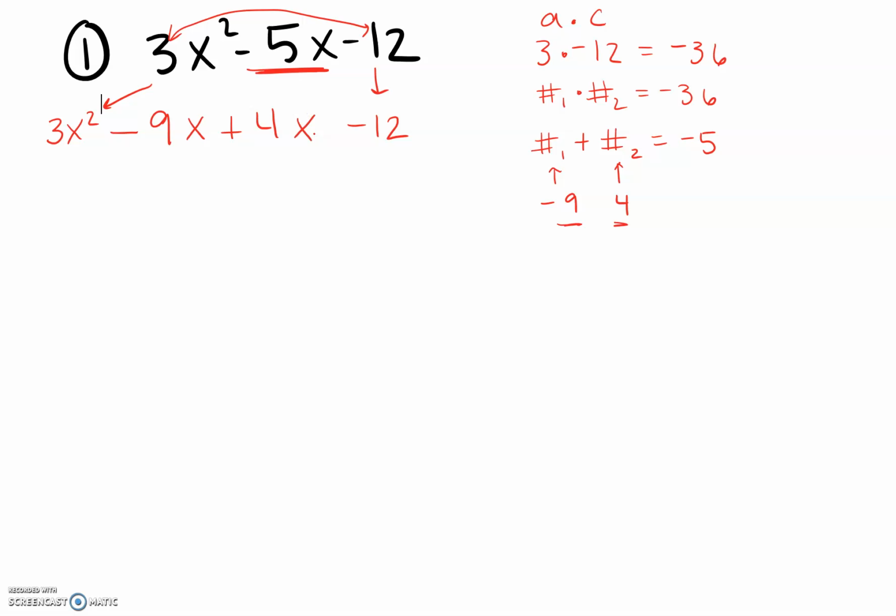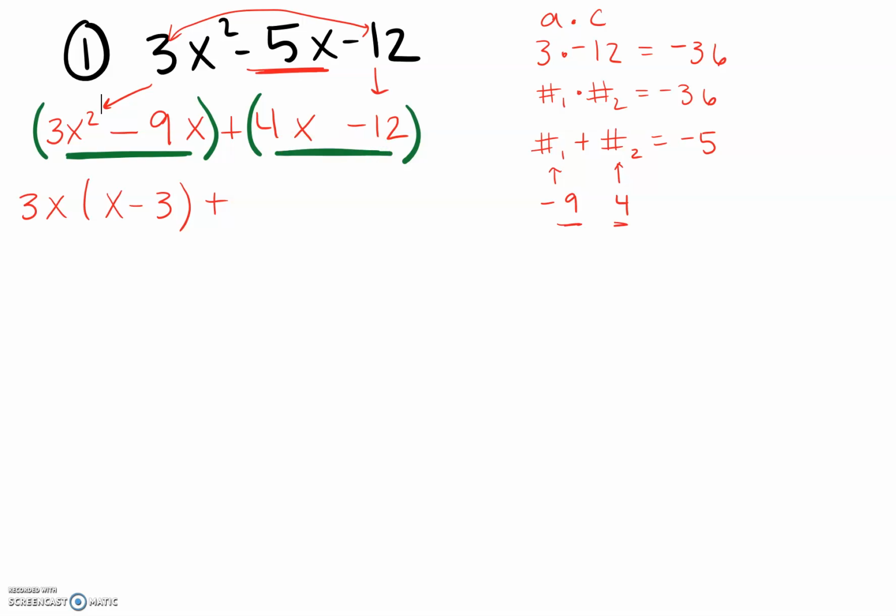The whole reason why I found these two numbers is now I can group my first two terms, I can group my last two terms, and I can start factoring between them. So I look at this first set and I see, what does this first set have in common that I could factor out? Well, the greatest common factor is a 3x. All that's left over is an x minus 3. Plus, I go look at my second group. Well, my second group, the thing that they have in common is a 4. When I look at what's left, I have an x minus 3.